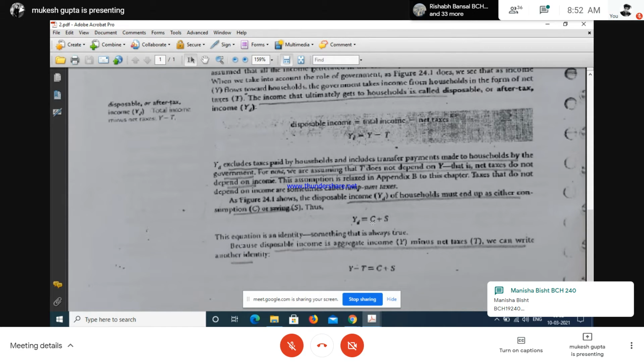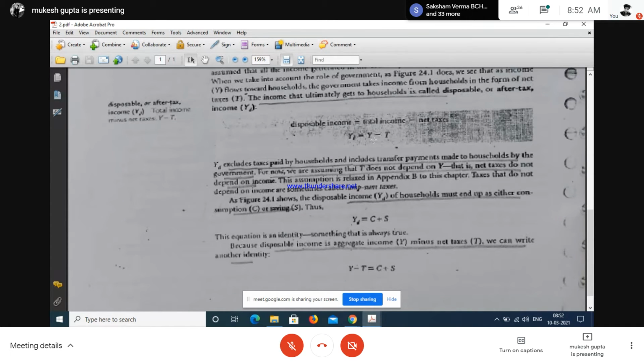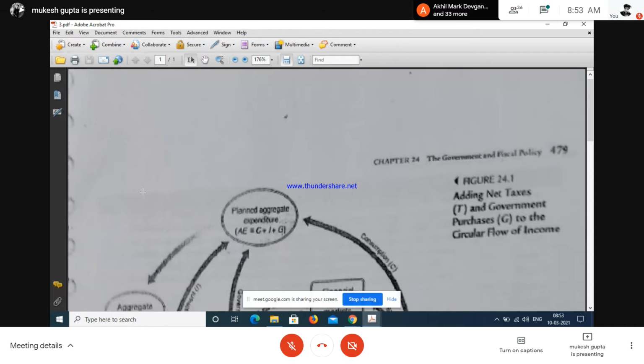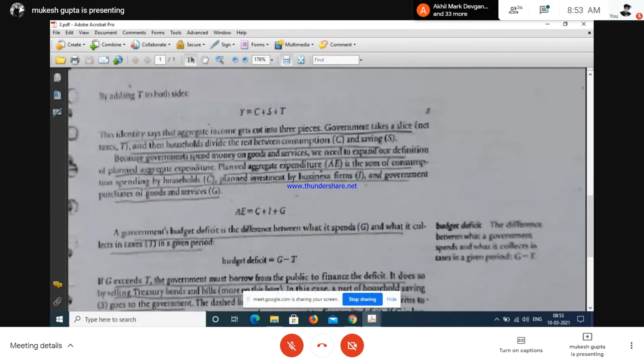Or in another way, since disposable income is the difference of total income and net tax, we can rewrite this equation. If we bring T to the other side, then the income of the economy becomes equal to consumption expenditure by the household, saving by the household, plus the net tax of the government. So Y is equal to C plus S plus T.